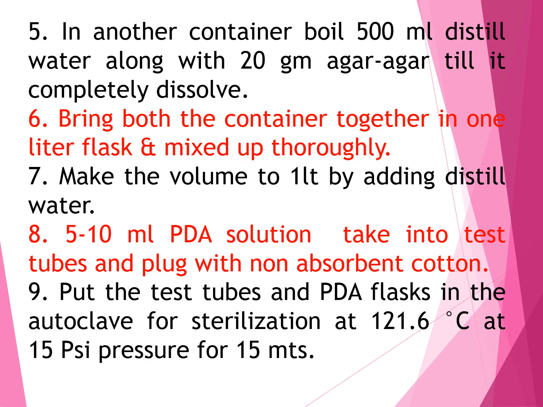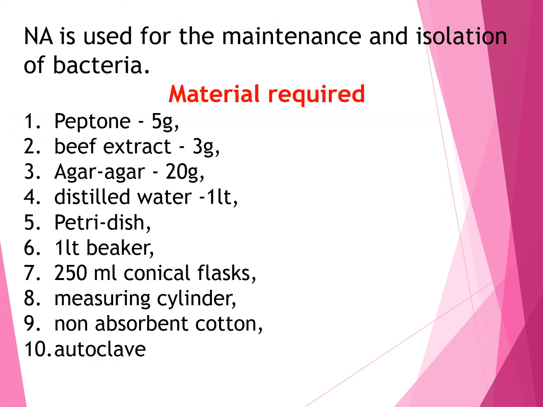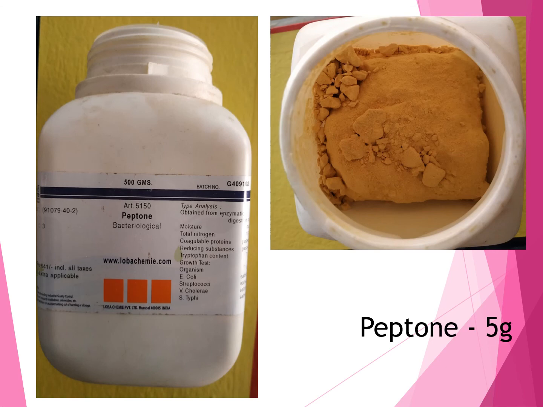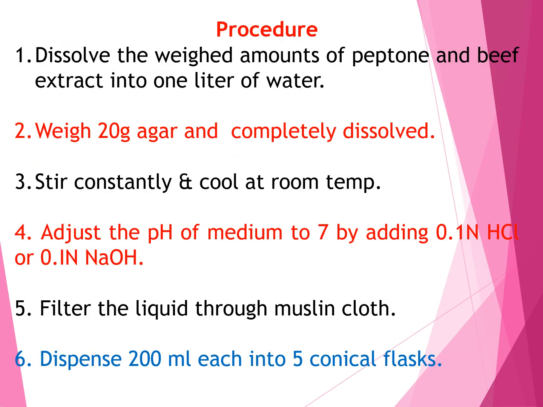So another media is the culture media for bacteria, that is nutrient agar. The composition of nutrient agar is peptone 5 gram, beef extract 3 gram, agar-agar 20 gram, distilled water 1 liter, and other miscellaneous materials. Here you can see the peptone, beef extract, agar-agar. So what is the procedure?